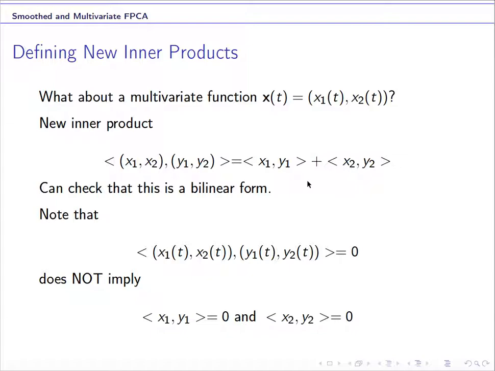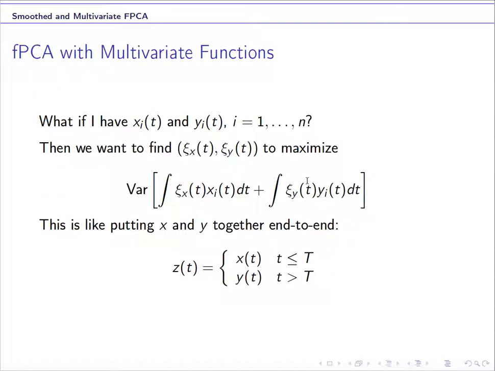So now you can see that with this new definition of inner product, we are able to extend our calculations on functional PCA to multivariate functions. Any questions? So no matter what the domains are for each function, we can define z. Yes. So basically, we just connect the two functions together.